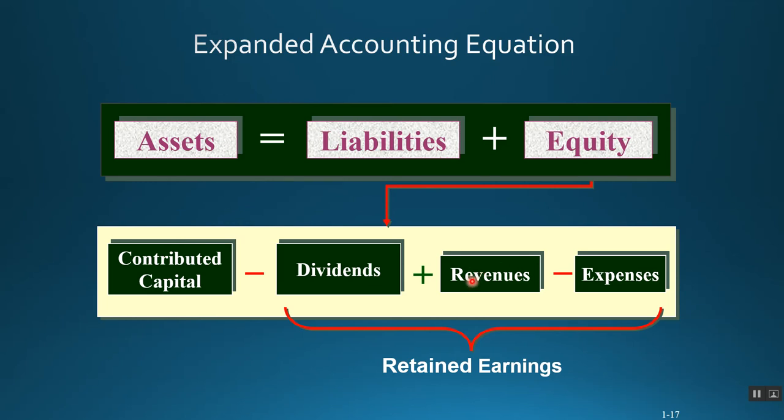Revenues have a positive impact on equity. So the more I sell in goods or services, the more I'm building up my equity. So that's why you have the plus sign in front of that. My expenses have the opposite effect.